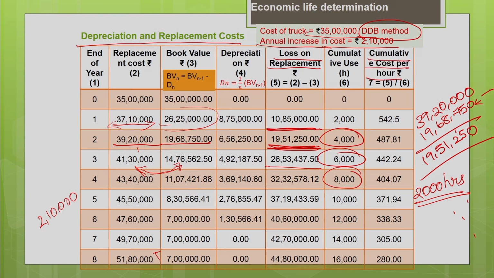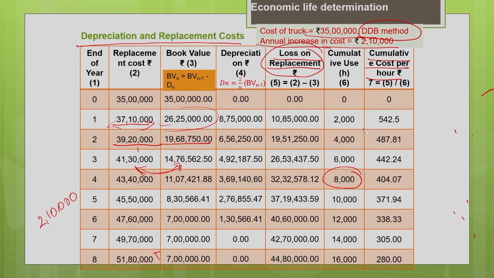Cumulative cost per hour is nothing but the cumulative cost on replacement. So, you can see here the cumulative cost on replacement at the end of first year is 10,85,000 divided by the use of the machine, 2000 hours. It gives me 542.5 rupees. That means, at the end of the first year, the depreciation and the replacement cost associated with the machine is 542.5 per hour.